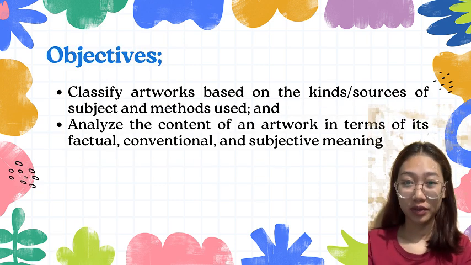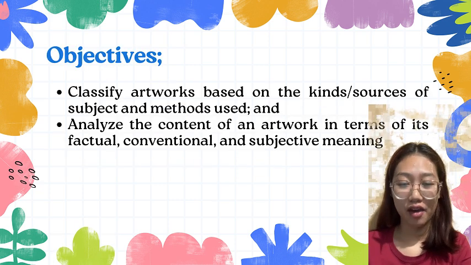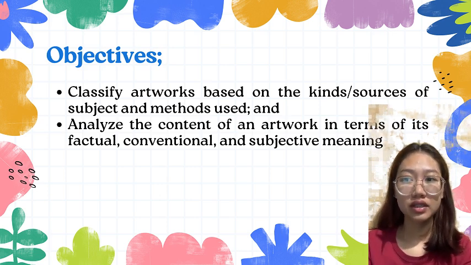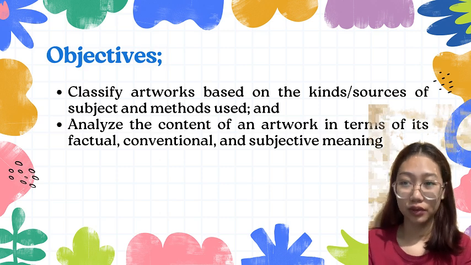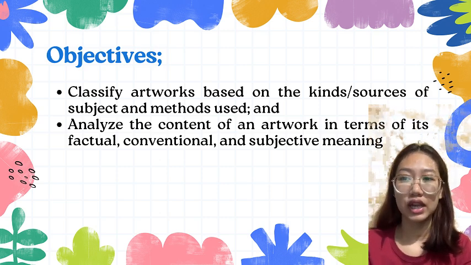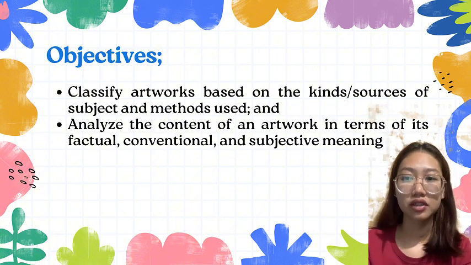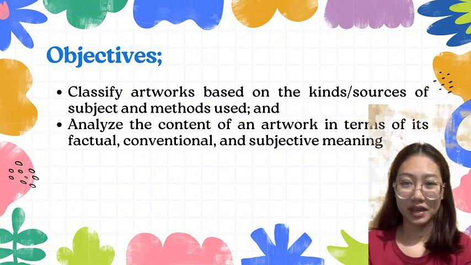So before we start with our discussion, let us have the objectives. First is to classify artworks based on the kinds, sources of subjects and methods used, and second is to analyze the content of an artwork in terms of its factual, conventional, and subjective meaning.